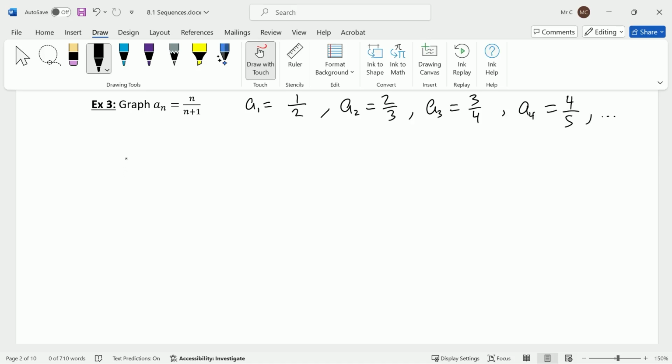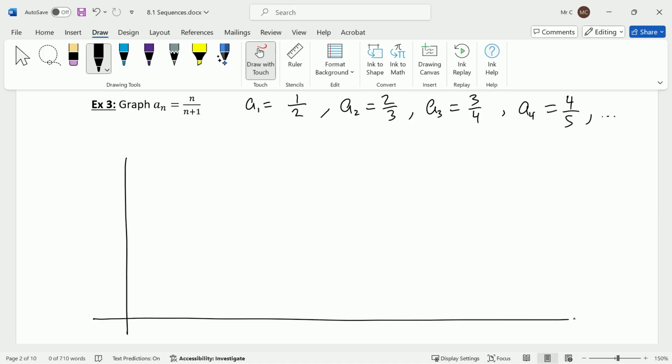Okay, so now we want to graph it, and the graph's not really going to be to scale. We'll put 1 up here, and then 1, 2, 3, 4, and we'll tack on a 5 here. So when I plug in 1, I get 1/2. I plug in 2, I get 2/3. When I plug in 3, I'm going to get 3/4. And 4/5, and 5/6, and so on.